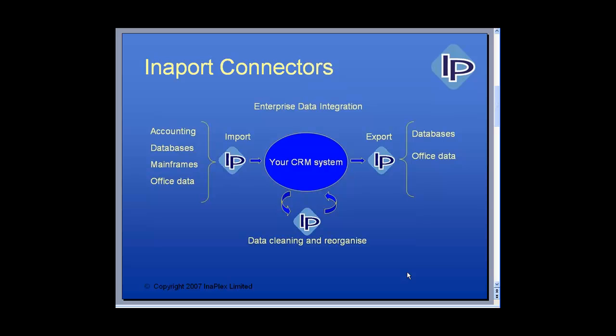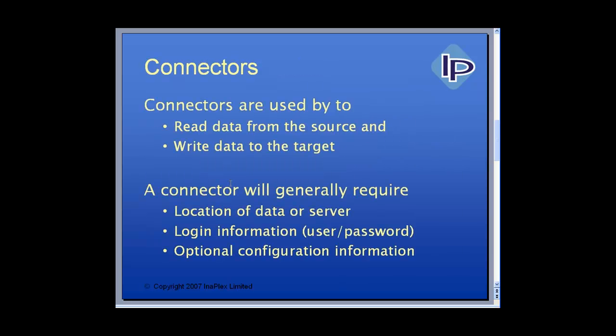This diagram gives you a high-level overview of how Inaport might be used in your organization. You can see here, for example, that we can pull from any of a number of data repositories, pass the data through Inaport and write it into your CRM system. You can also use Inaport to pull data from your CRM system, transform the data and write it back to the same system, or you can pull from the data, transform it and write it out to some external repository. All of these areas require connections to the source and the target data. So the connector is used to read data from the source and write data to the target.